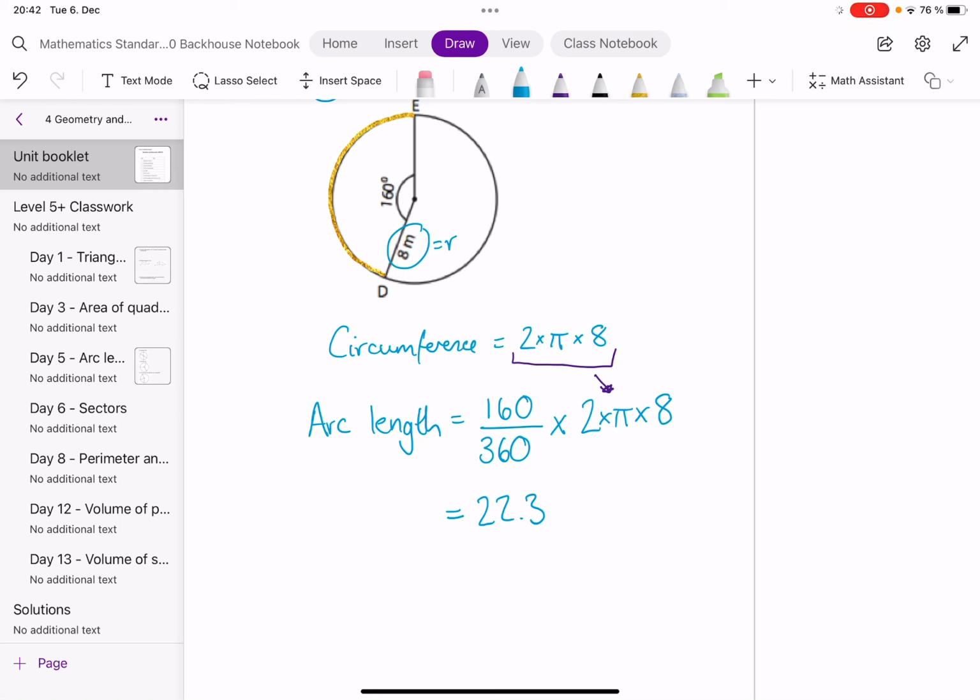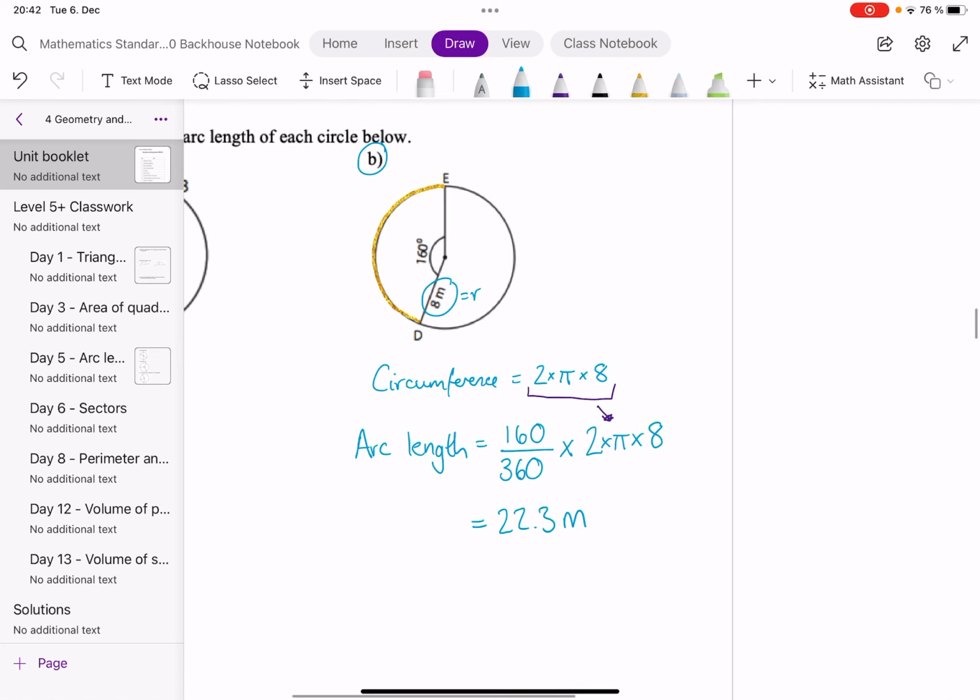22.3. It's a length. It's the distance around part of the circle. So it's a length. I'll give it a unit of meters. That's what our radius is measured in. Okay, so this is a fairly straightforward question in that we're taking a formula that's given and doing a bit to it. It's not completely straightforward, but we're doing something to it.